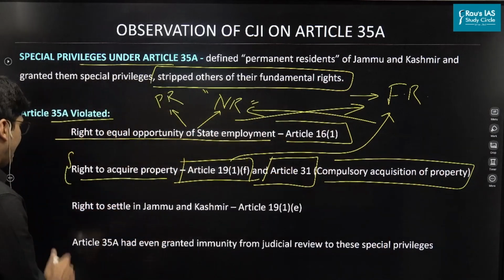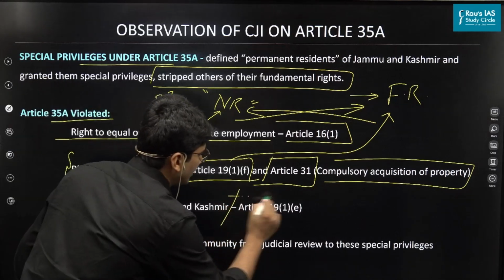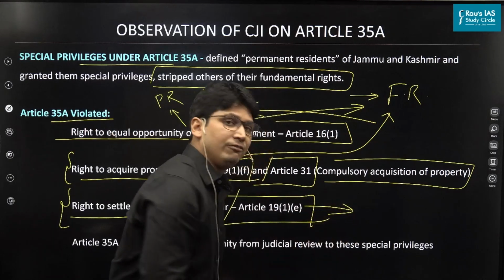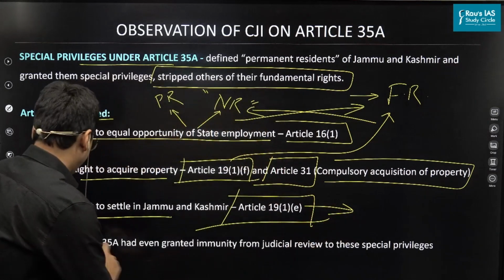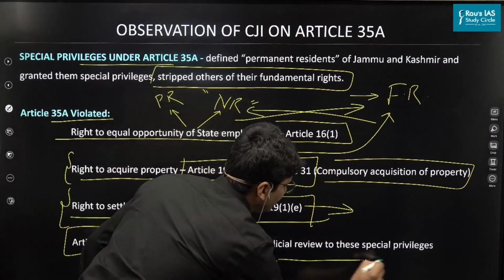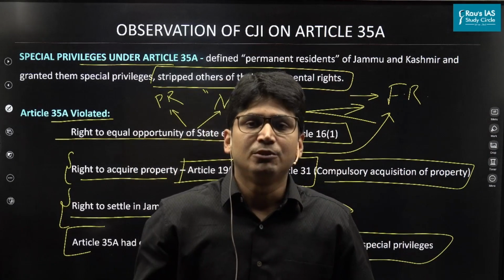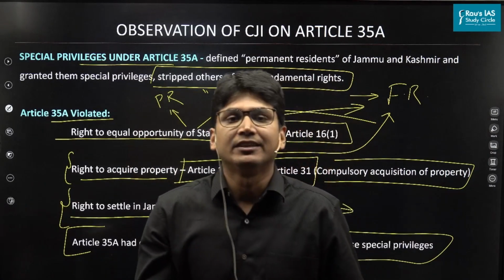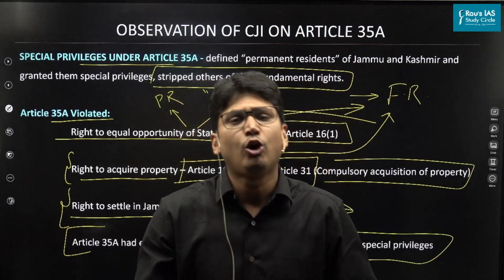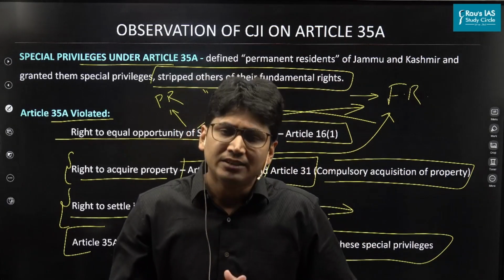Further, the CJI highlighted that it also impacted the right to settle in Jammu and Kashmir as per Article 19(1)(e). So it also impacted Article 19(1)(e) of the non-residents. And Article 35A had even granted immunity from judicial review to these special privileges. So these are some of the arguments which have been presented by the central government and also concurred upon by the Chief Justice of India in the ongoing arguments in the Supreme Court regarding abrogation of Article 35A.